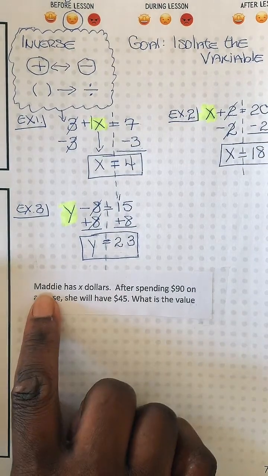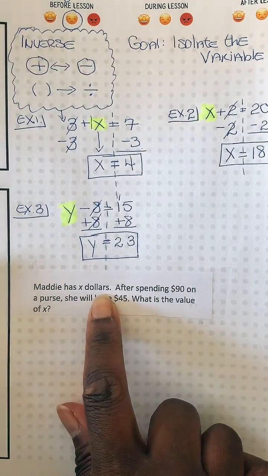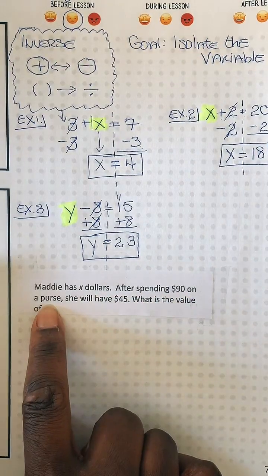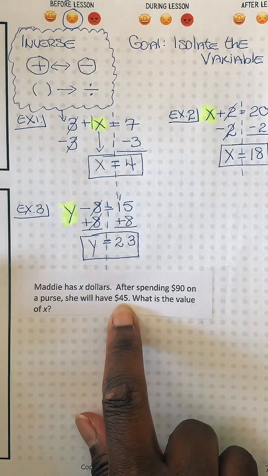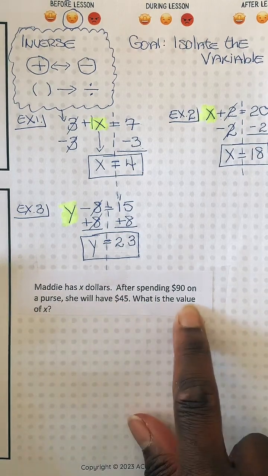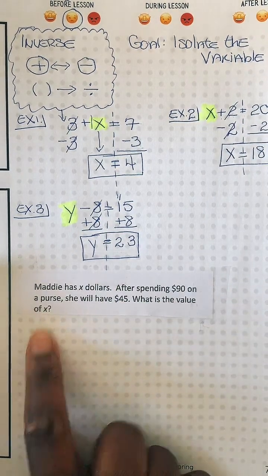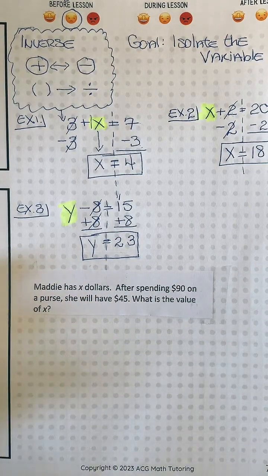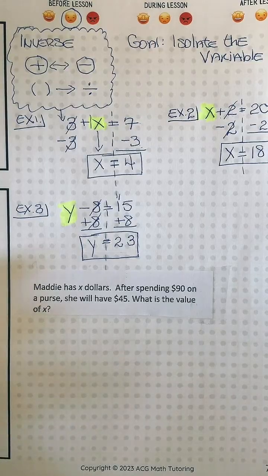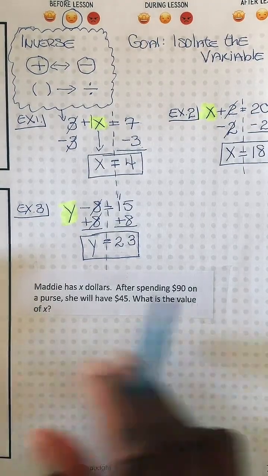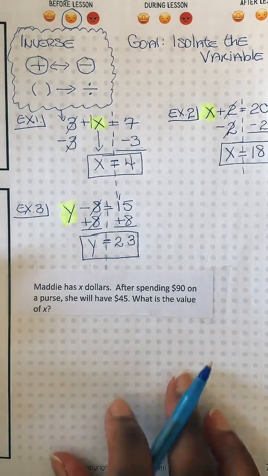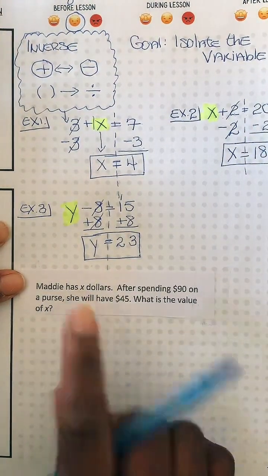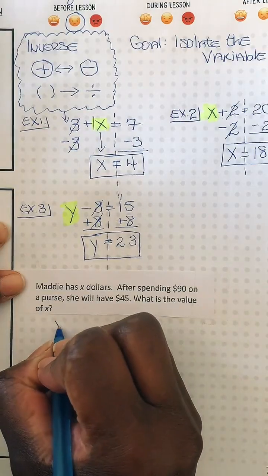All right. So now, Maddie has X dollars. After spending 90 on a purse, she will have $45. What is the value of X? Now, we always see word problems and right away our pressure goes up because we're like, well, I don't know how to translate all this into stuff. All right, so let's start right here. She has X dollars. So she starts off with X.